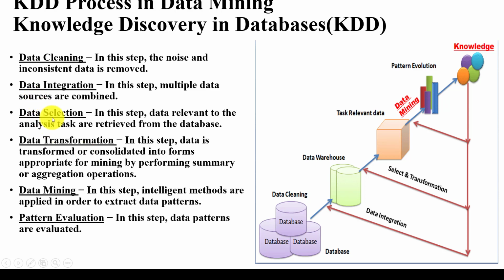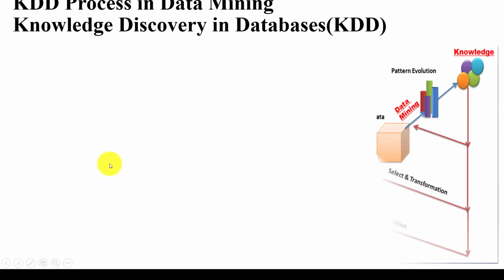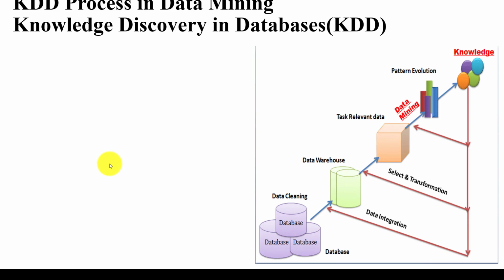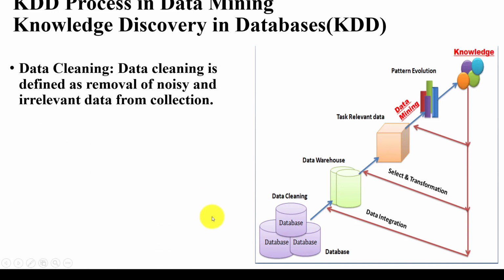Now in this video we'll discuss what is data cleaning. So let's understand what is meant by data cleaning. Now in this diagram you can see these are the databases. Now different kinds of databases are there. Now what is meant by data cleaning? Data cleaning is defined as the removal of noisy and irrelevant data from a collection. Now what is meant by noisy?